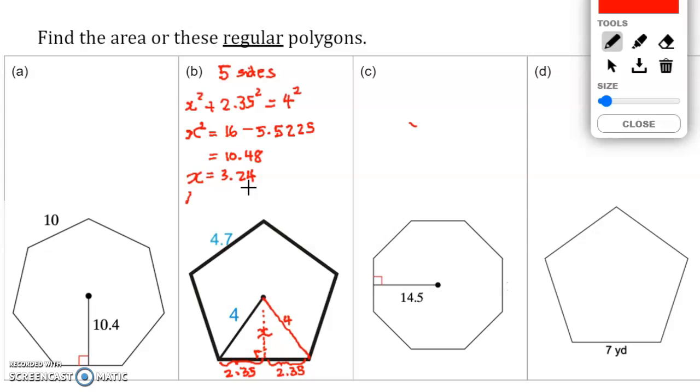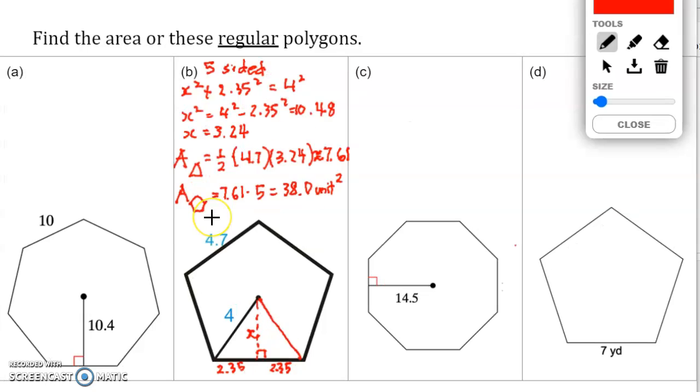So the area of the triangle is going to be half times base, which is 2.35 times 2, or the same as 4.7, times apothem, which is 3.24. And if I use the calculator, the area of one triangle is 7.61. So for the area of the whole pentagon, it's going to be 7.61 multiplied by 5. It's 5-sided. So that's going to give us 38.0 units squared.